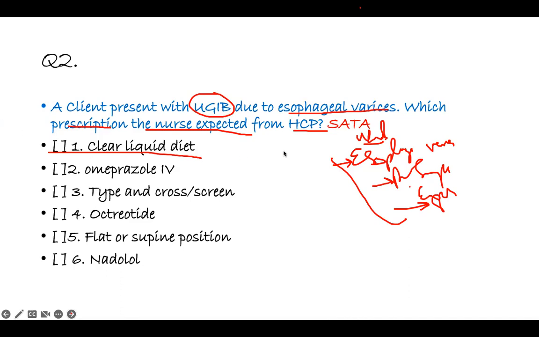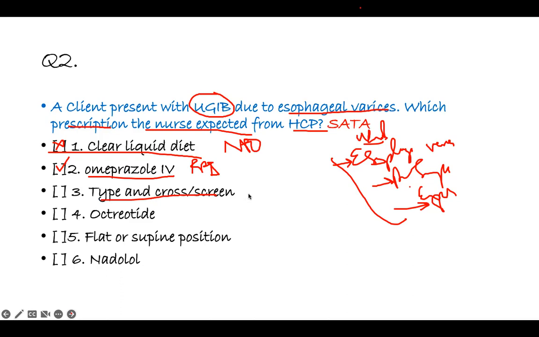Clear liquid diet. So if the patient is bleeding from esophageal varices, we've got to make the patient NPO. So this is wrong. Omeprazole. So this is a PPI. Yes, you need to decrease acid secretion. So this is good.